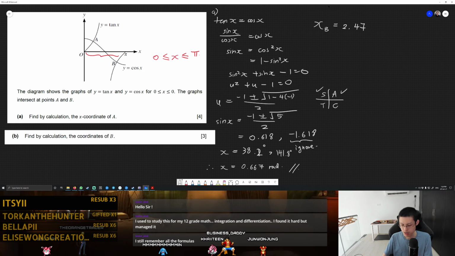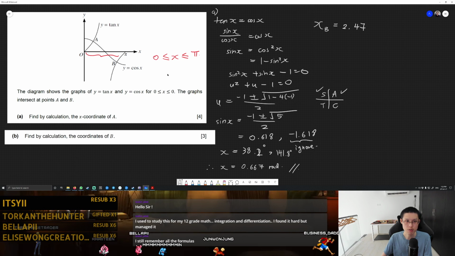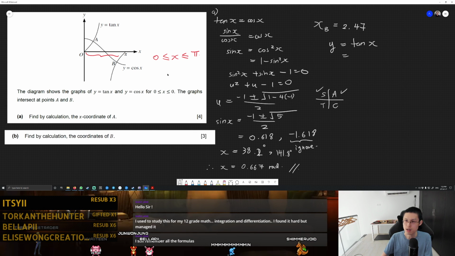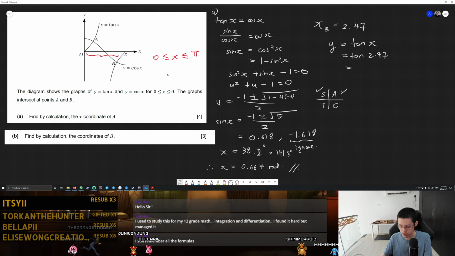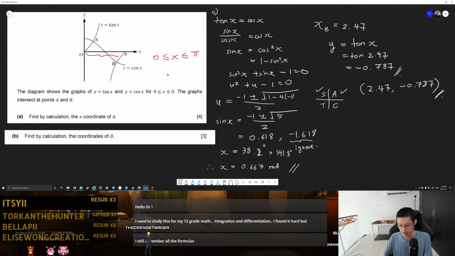2.47. Okay, so now that we have worked out the x coordinate, how do we find the y coordinate? Well, we can actually put the x coordinate into either of these functions, and that's going to give us our y coordinate. So let's put it into y equals tangent x, so tangent 2.47. Change the calculator to radian mode. Tangent of that gives me negative 0.787, and therefore your answer is 2.47, negative 0.787, and done. There we go.